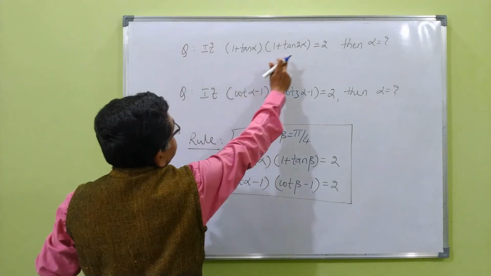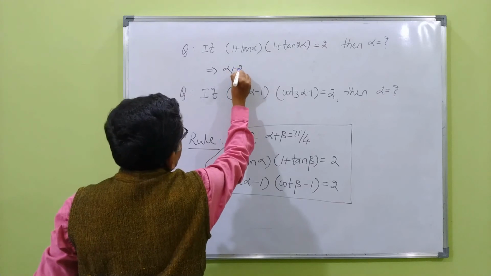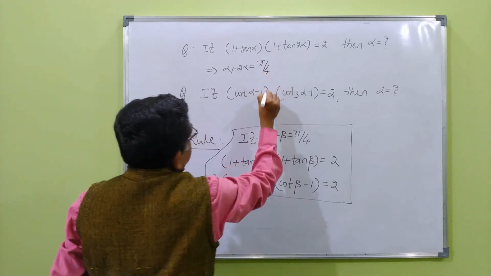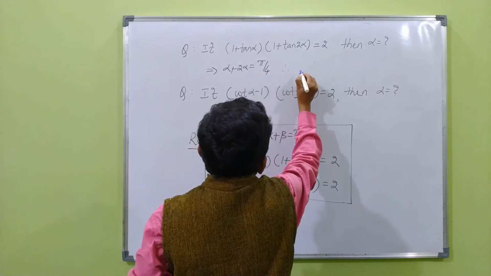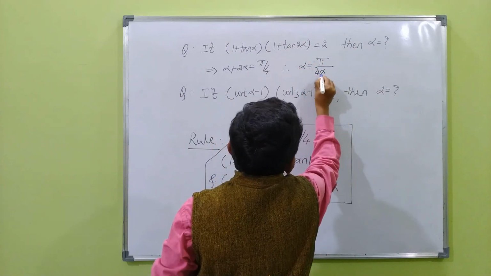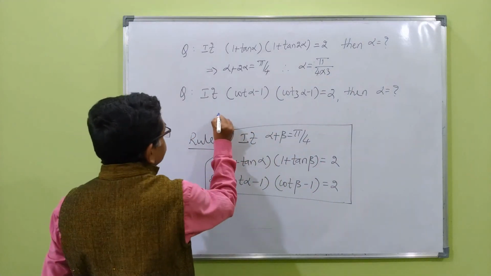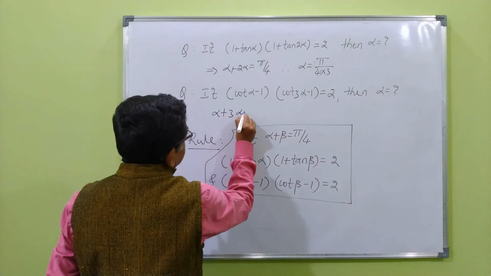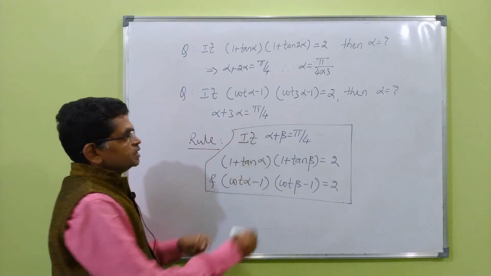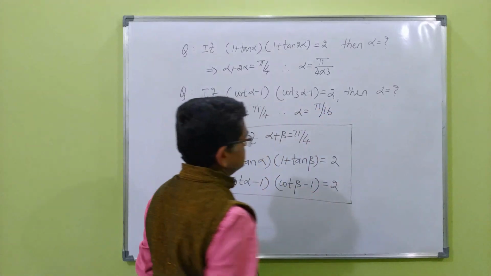Here this is equal to 2, that is given. That implies α + 2α is equal to π/4. Therefore 3α is equal to π/4, so α is π/12. Similarly, here α + 3α is equal to π/4. That is 4α is equal to π/4, therefore α is equal to π/16. Okay.